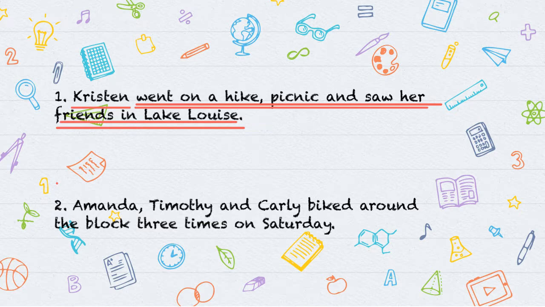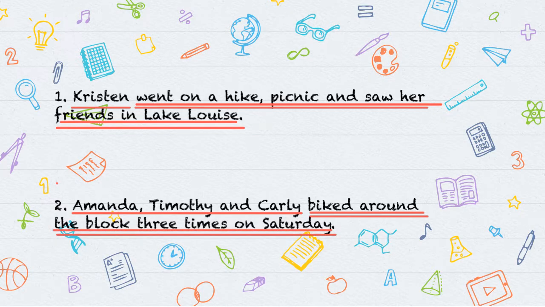Sentence number 2. Amanda, Timothy, and Carly biked around the block 3 times on Saturday. What are you seeing here? You got it. There are 3 subjects in this sentence, Amanda, Timothy, and Carly. Instead of calling this the subject, I would call this the compound subject because there is more than one person in the sentence. The remainder of the sentence, biked around the block 3 times on Saturday, would be my predicate.